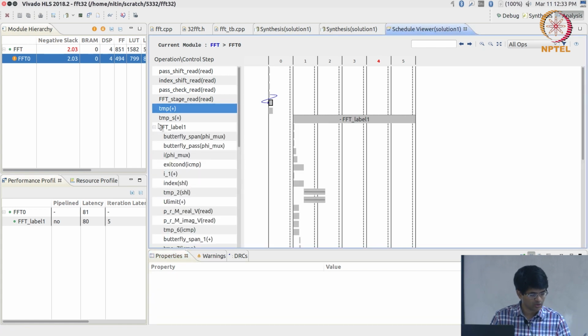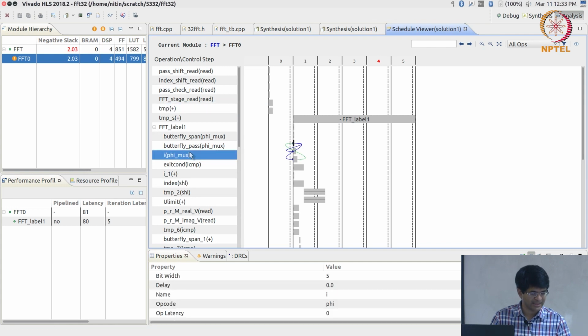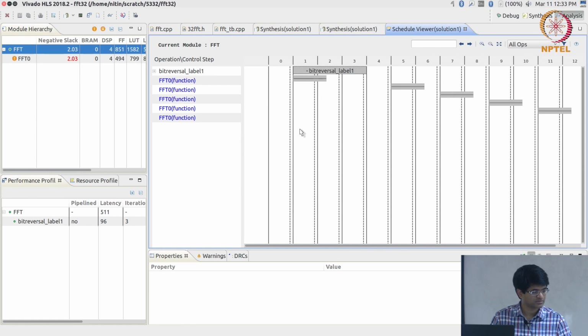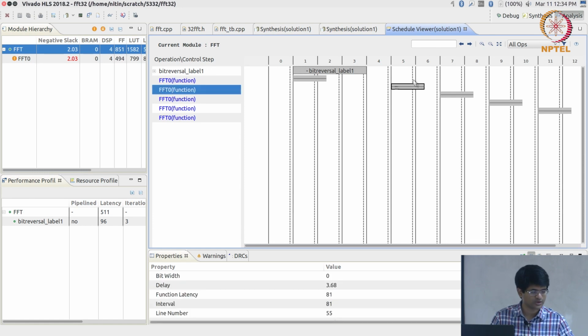You can go inside the FFT loop and this also tells you things like this, the I, it is a multiplexer, there is something which is doing the exit condition, a comparison to decide how many times it needs to run, right. But you can already see that the number of control steps used inside the FFT label 1 is something like 5 control steps, right. So the FFT 0 in other words is using 5 control steps when I go deeper into it. At the top level it showed that it was only using less than that, so any one FFT module was only taking 2 control steps, okay. So the idea of a control step, what is defined as a control step, is specific to each function that is being synthesized.